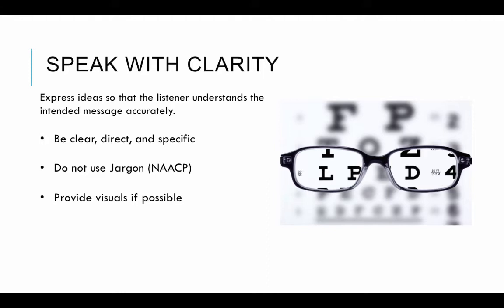And the first is just to ensure that we speak with clarity, right? So this idea that we need to express our ideas so that the listener understands the intended message accurately. Right? So just simply speaking with a clear voice and making sure that it is clear what we are actually trying to say. So we need to be clear, we need to be direct, and we need to be specific. Don't have the audience, the listeners, trying to piece the puzzle pieces together and say, oh, well, is this what they're talking about? Be clear, be direct, and be specific.